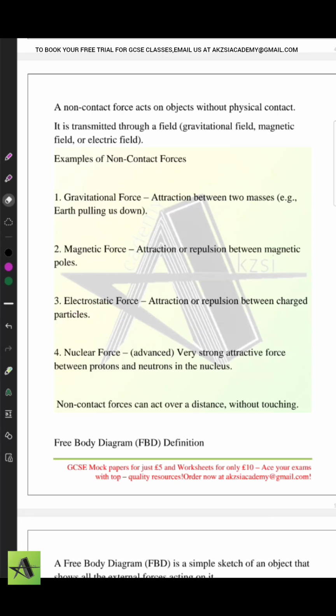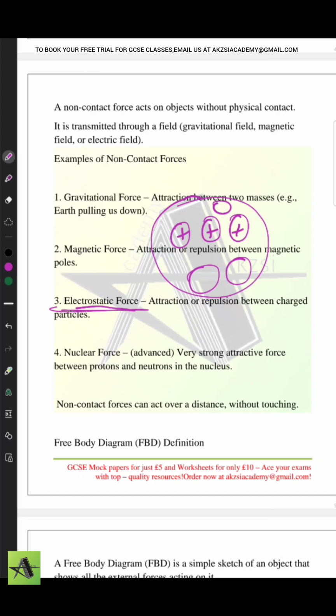Next one is the nuclear force, and this is a very strong attractive force between the protons and the neutrons. Now just think, inside the nucleus we have all the positive charges and neutrons that are neutral. I've just explained to you by the electrostatic force that they should repel each other.